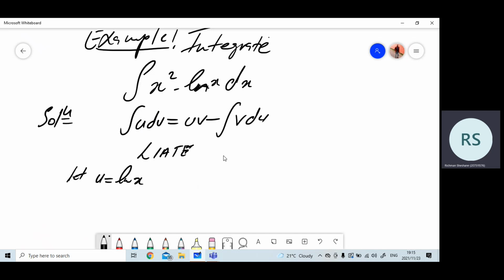I let u be my ln x, and then dv will be the rest. So dv will be x squared. Always when you take dv, take it with the dx. Dv goes with the dx. So that's how you choose u and dv.